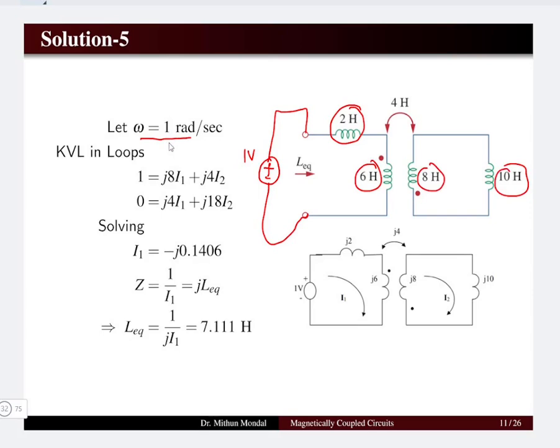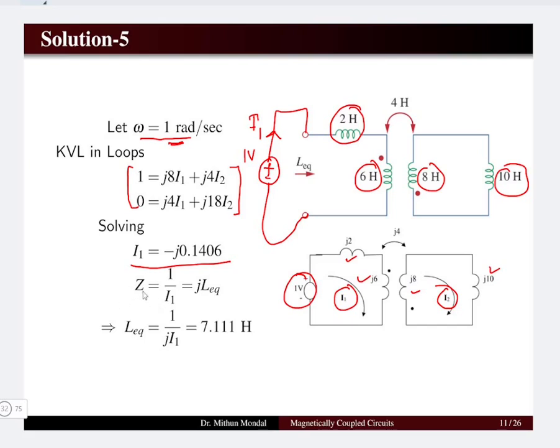Because the frequency is 1 radian per second, there will not be change in the values, only the reactance will be obtained. Now, since 1 volt is connected at the input and I1 and I2 are the two mesh currents which are flowing, we can write the KVL equation in the two loops, and we can solve to determine the source current I1, which will be originating from the 1 volt source.